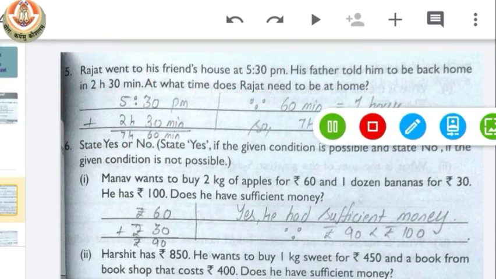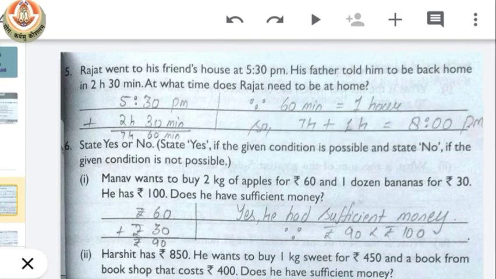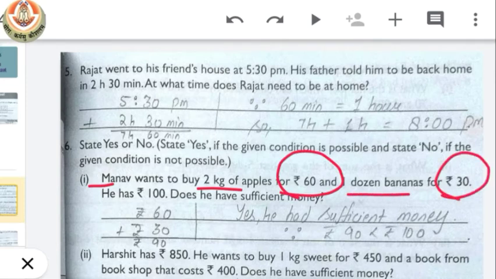Next question is we have to answer in yes or no. So the question is Manav wanted to buy 2 kg apples for 60 rupees and 1 dozen bananas for 30 rupees, and he has 100 rupees total. So we have to answer, does he have sufficient money? So yes, when we add 60 with 30 we get 90 rupees, and Manav has 100 rupees, means 10 rupees more than what he needed. That means yes, he has sufficient money.